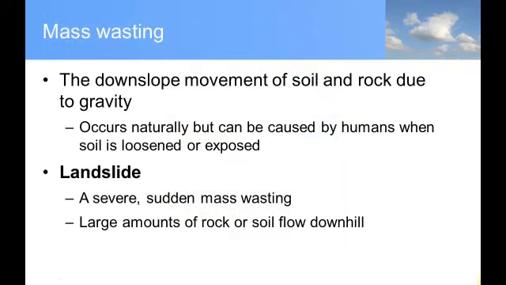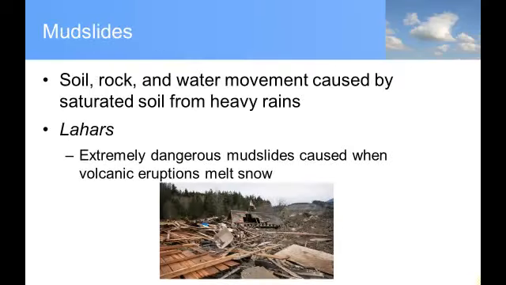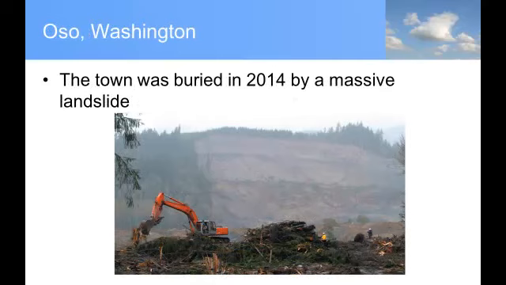Another type of geologic hazard is known as mass wasting. This is the downslope movement of soil and rock due to gravity. This occurs naturally but can be caused by humans when the soil is loosened or exposed. A landslide is a sudden and severe mass wasting. Mudslides occur when soil, rock, and water slide down the hill, often caused by heavy rains. A lahar is a type of mudslide that's caused when volcanic eruptions melt snow. In 2014, the town of Oso, Washington, was buried in a massive landslide. So these can be extremely devastating.